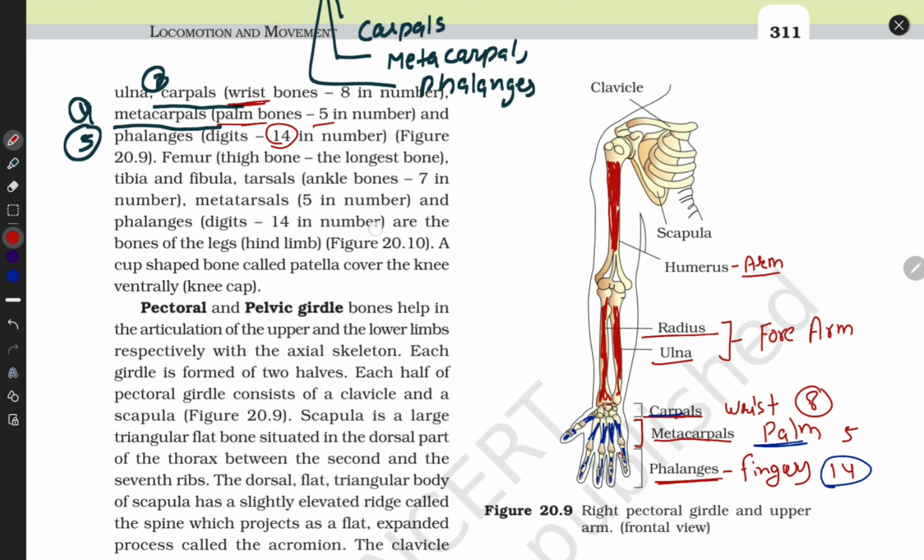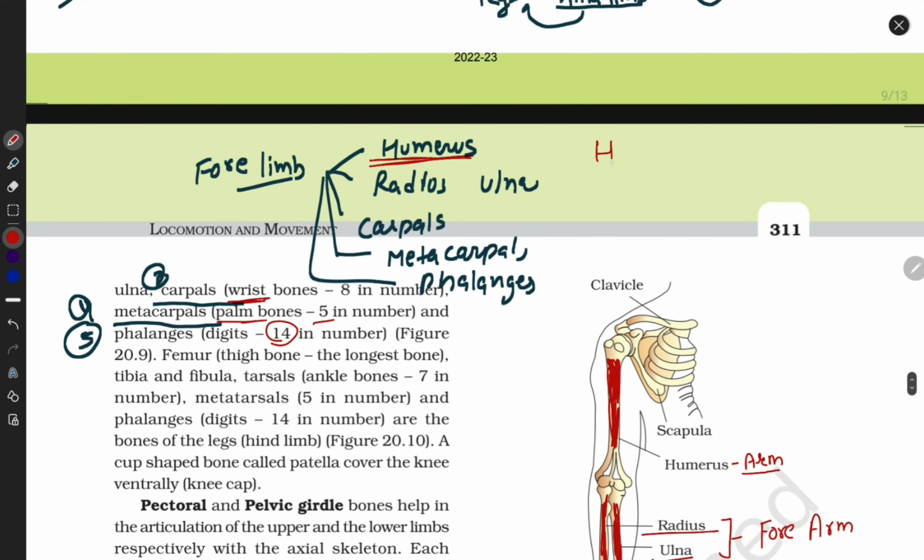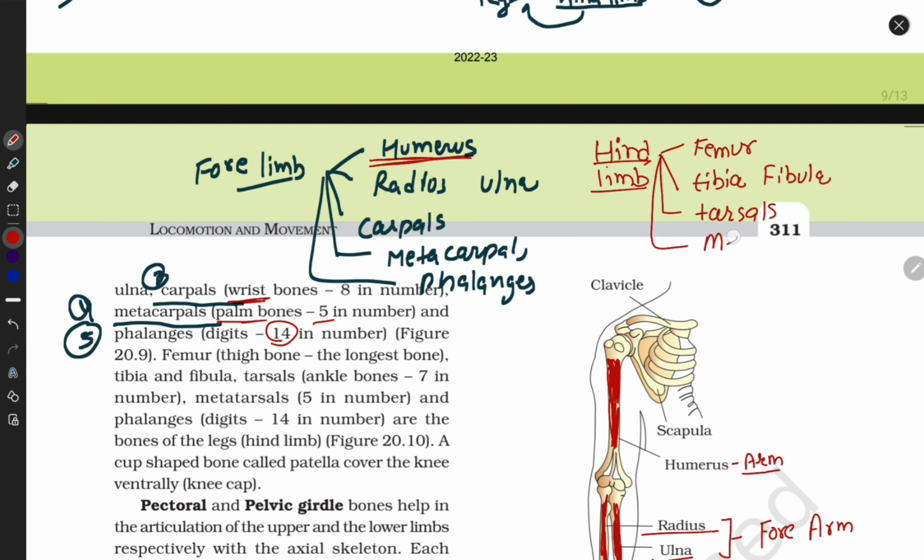Now let's switch to our hind limb. The hind limb is made up of the femur first, second is the tibia and fibula, next is the tarsals, the fourth one is the metatarsals, and the last one is the phalanges.